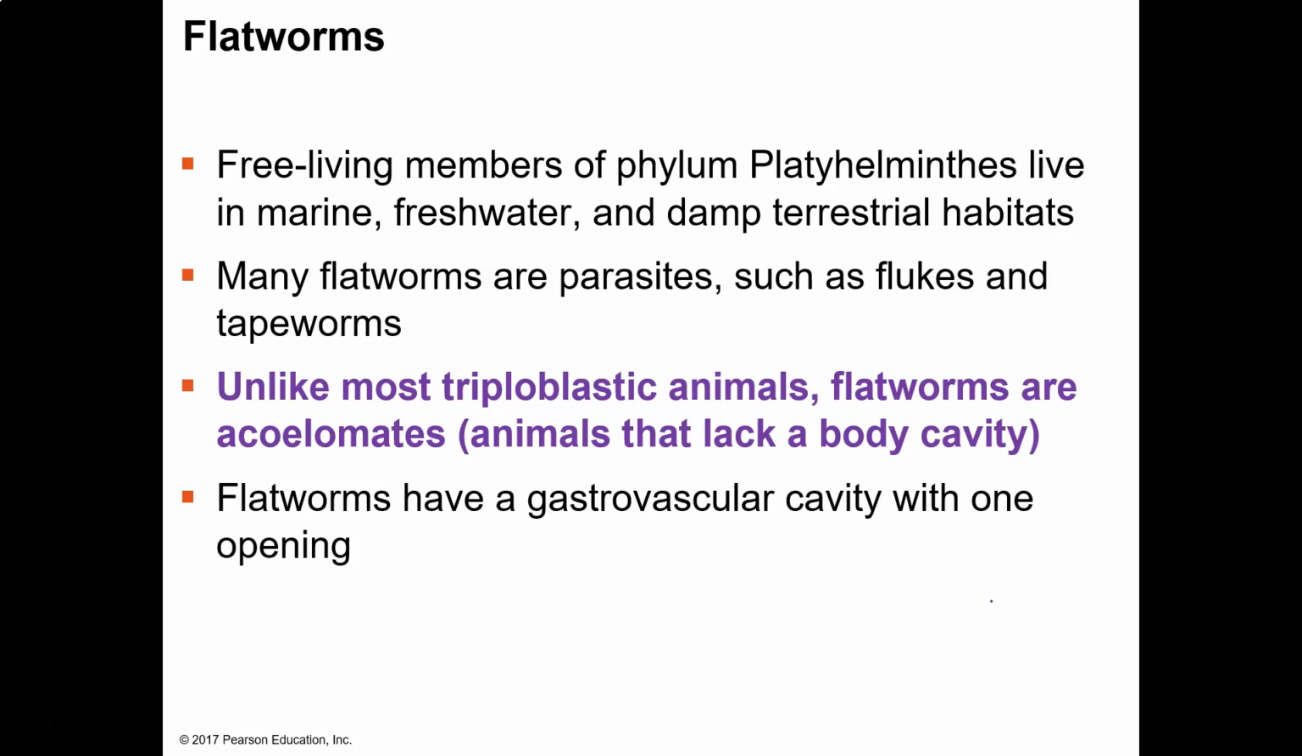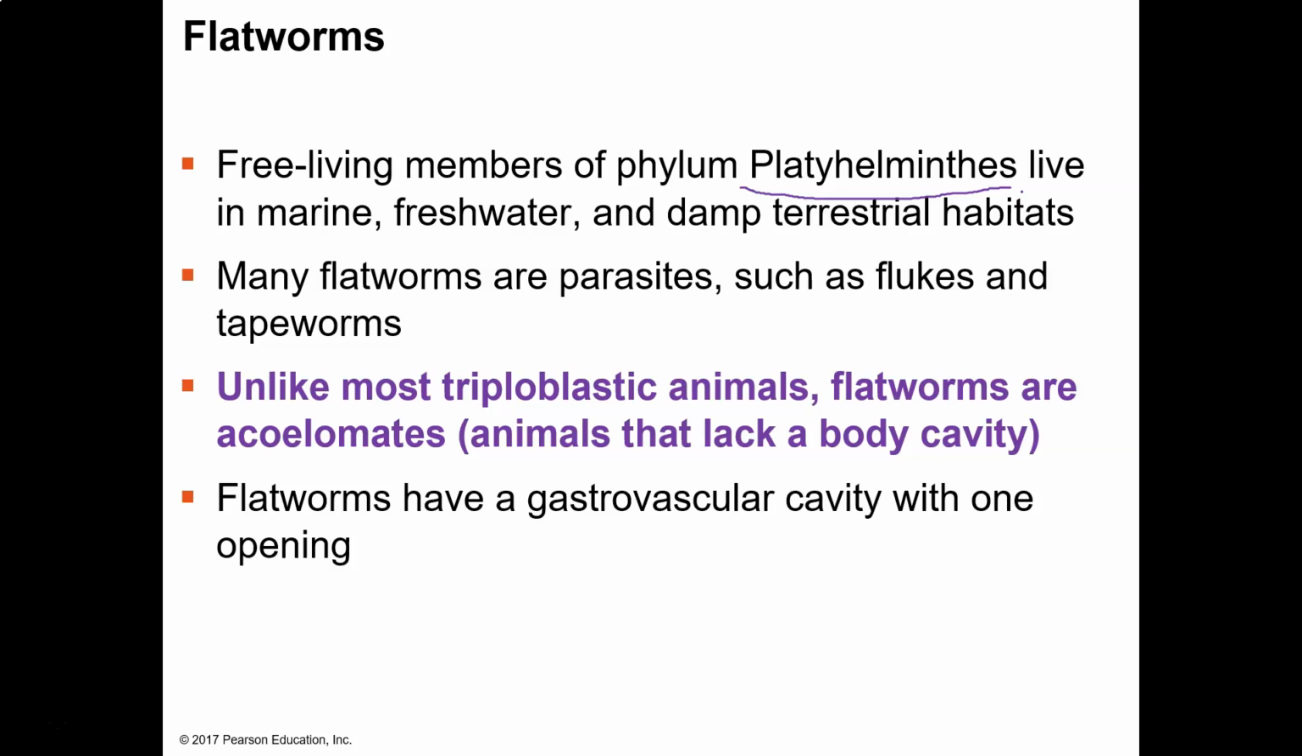First, let's take a look at the flatworms that are part of the lophotrochozoans. These are the platyhelminths here. So they live in all kinds of habitats, marine, freshwater, damp soil. Many are parasites, such as flukes and tapeworms.